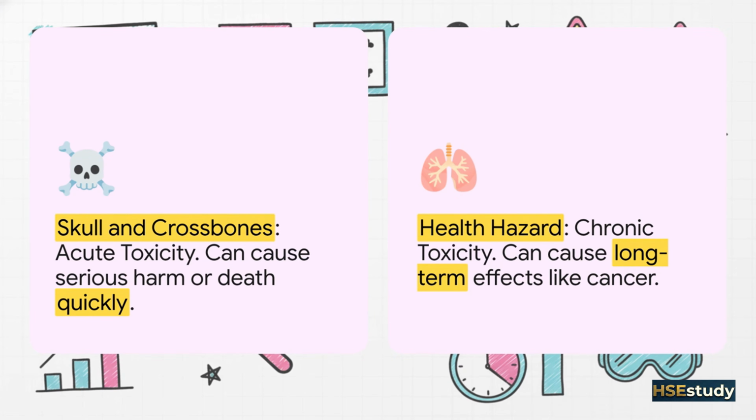That means it can harm you or even kill you fast, sometimes with just a small dose. The health hazard symbol, some people call it the exploding person, that signifies chronic toxicity. This is the stuff that causes serious, long-term problems like cancer or organ damage from being exposed over and over again. So they're both very serious, but they get you on completely different timescales.